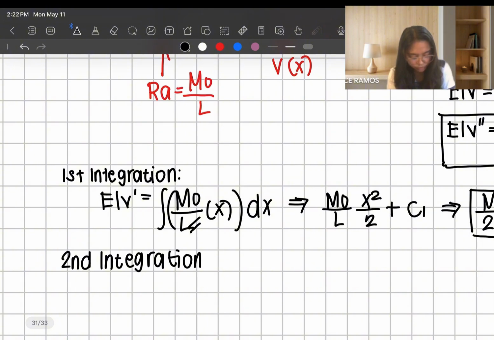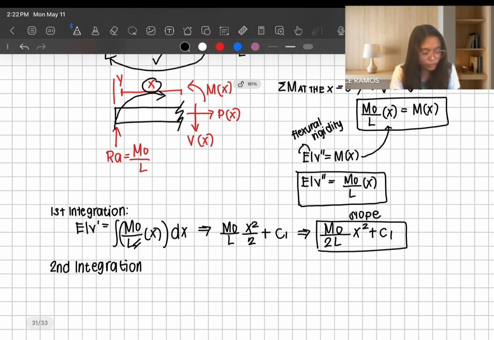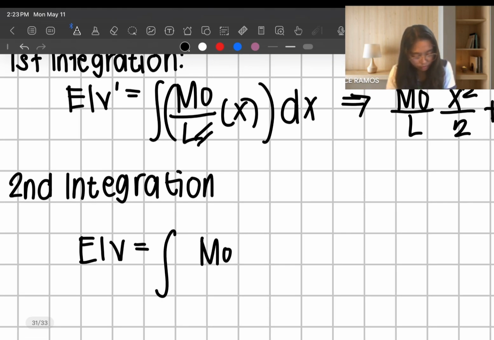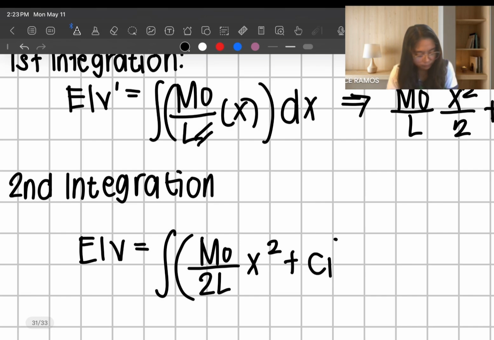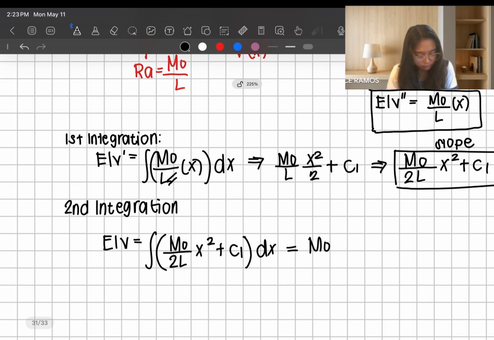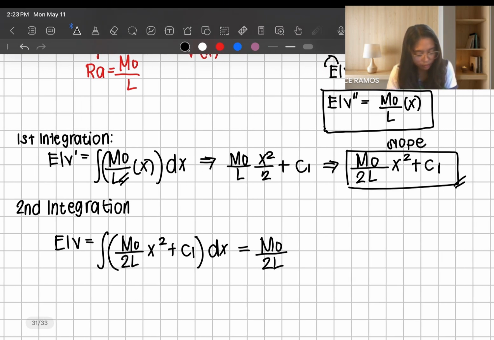The next one is the second integration. So, for the second integration, ang gagamitin natin equation is yung function na nakuha natin sa ating first integration. So, y equal to the integral of moment divided by 2 times the total length, x squared plus c sub 1 dx. So just like what we do earlier, let's copy the constant. The x squared will become x cubed over 3 plus, since c is a constant also, we will multiply x and our arbitrary constant c sub 2.